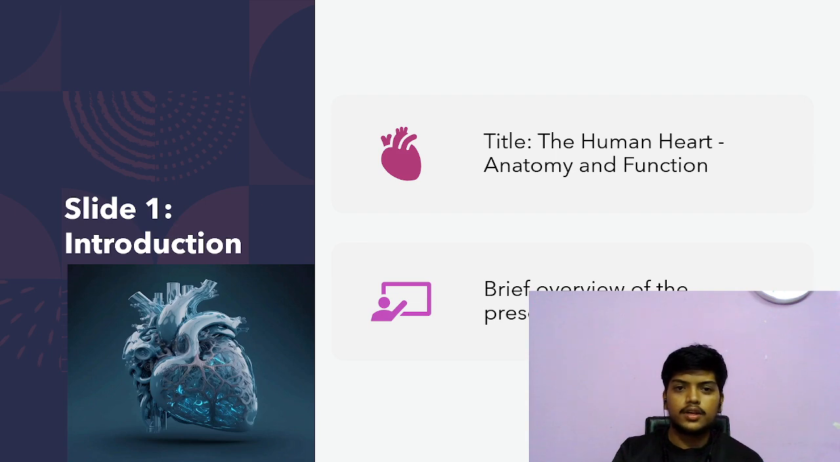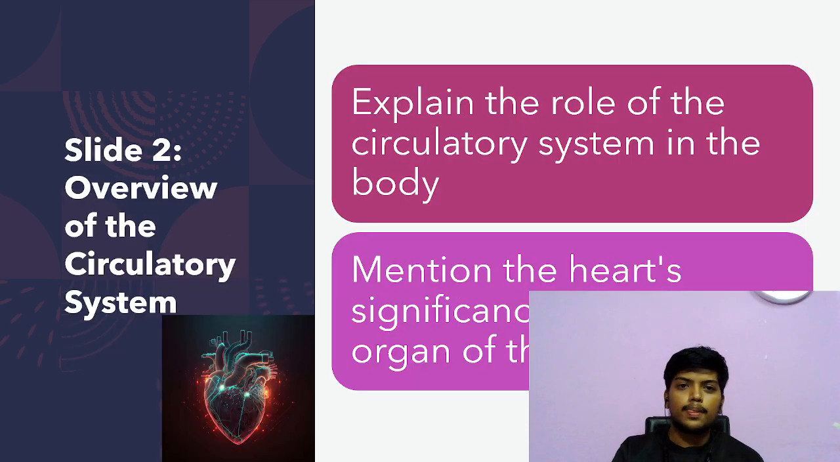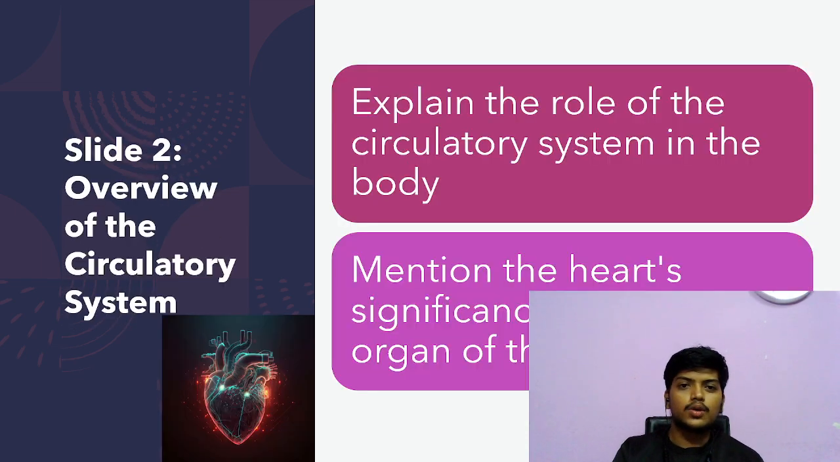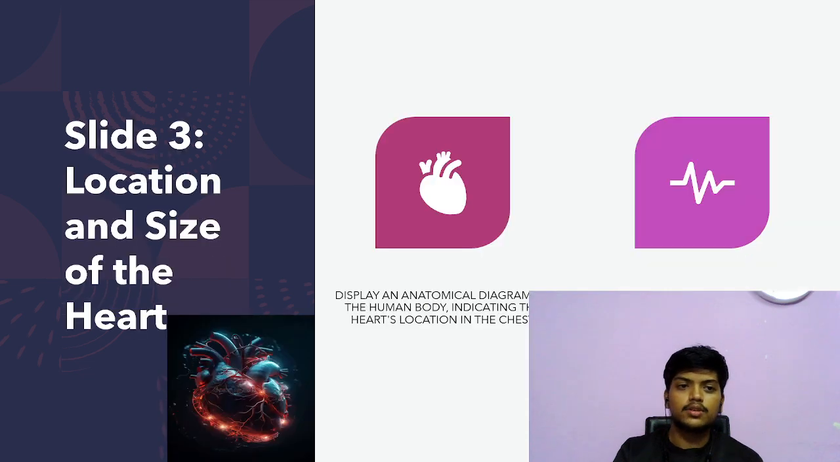So let's begin with the introduction part. The human heart anatomy and its function. A brief overview of the presentation content. Next, an overview of the circulatory system, explaining the role of the circulatory system in the body, and mentioning the significance and the central organs of the system.